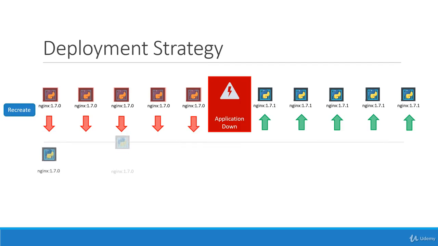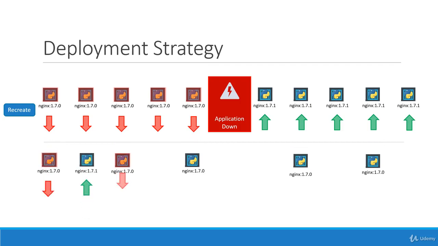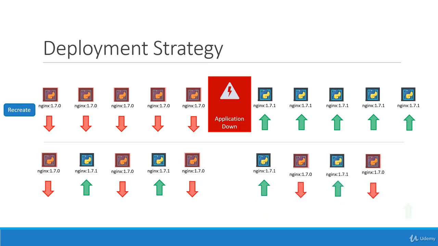The second strategy is where we do not destroy all of them at once. Instead, we take down the older version and bring up a newer version one by one. This way the application never goes down and the upgrade is seamless. Remember, if you do not specify a strategy while creating the deployment, it will assume it to be rolling update. In other words, rolling update is the default deployment strategy.